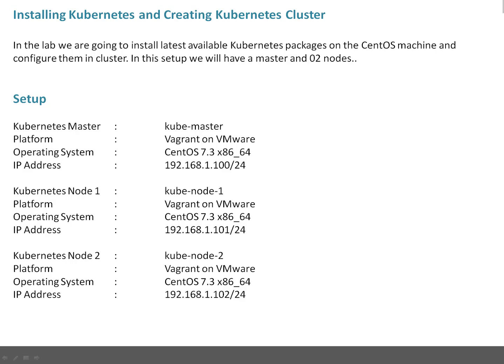Operating system, I got CentOS 7.3 64-bit. IP address of node or master node is going to be 192.168.1.100 and 24 subnet. Kubernetes node 1 name is kube-node-1. Again, same hardware. IP address is 101 at the end. Kube node 2 name kube-node-2. Same platform, same OS, and IP address is 102.